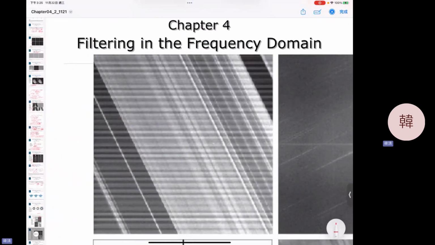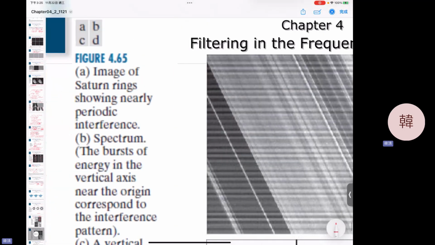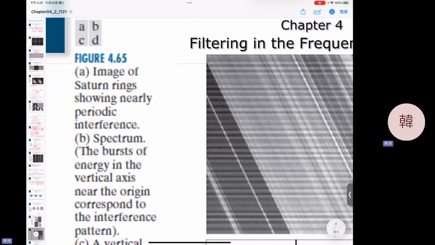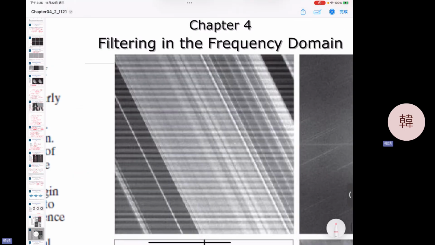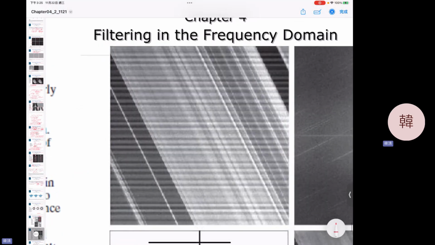So what's the noise to you? Look at this image pattern. What kind of image? This is Saturn's ring. Okay, the ring of the planet. And when you get it from a remote sensing image, from a sensor, you get this image of the ring.